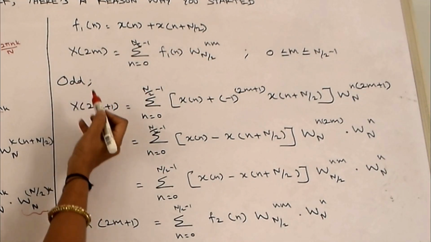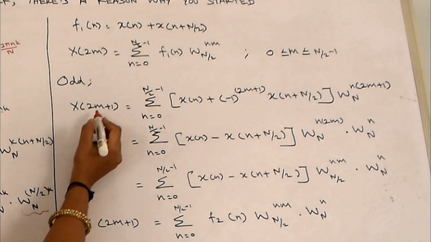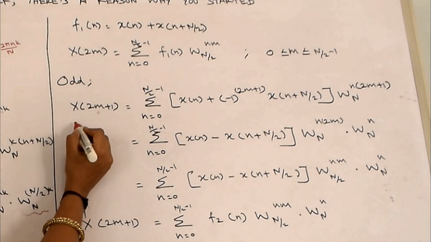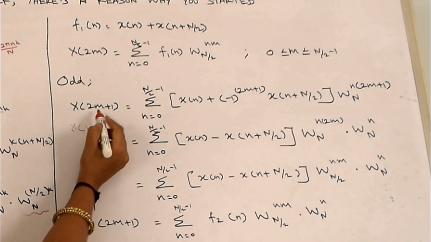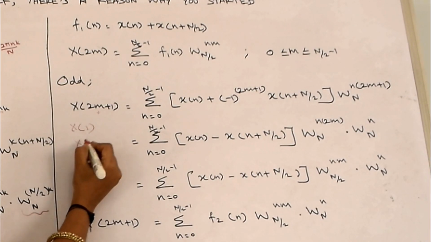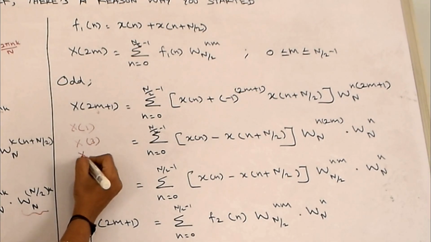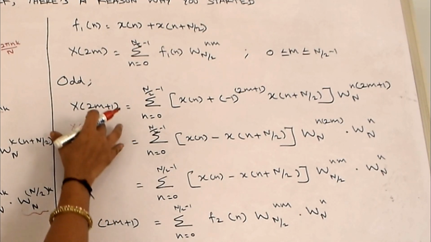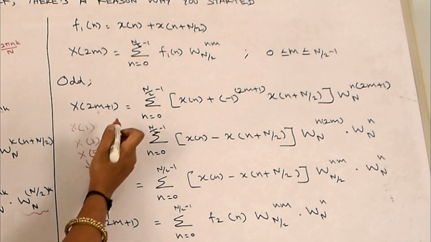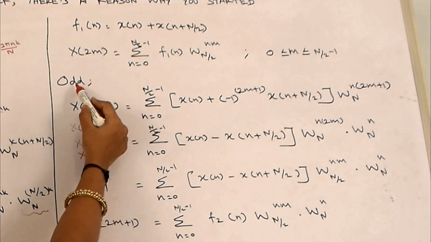Next, for odd, I am substituting 2m plus 1. Here when you substitute m as 0, you will get x of 1. If you substitute m as 1, you will get x of 3, and if you substitute m as 2, you will get x of 5. I am getting the odd sequence. Okay, so I am substituting 2m plus 1 for odd.